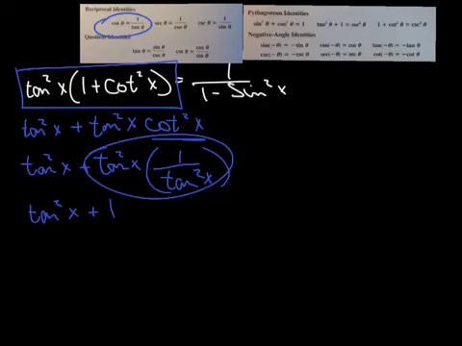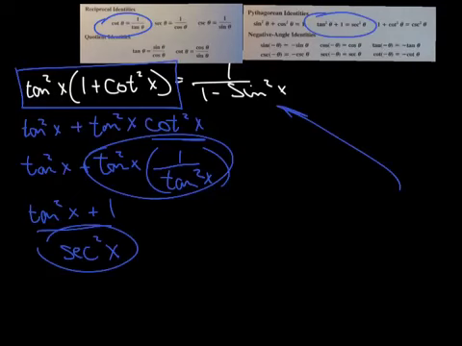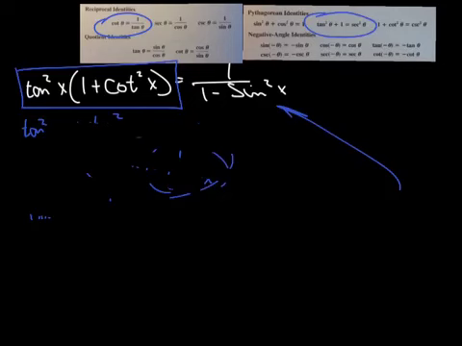Now, one of the things I know from, let's see, where is it? Right here. Tangent squared of x plus 1 equals secant squared of x. Alright, so I've got secant squared of x. I'm trying to make it look like that. So I'm going to erase all that blue there, and I've got it down to the secant squared of x. So this whole left side is now secant squared of x.